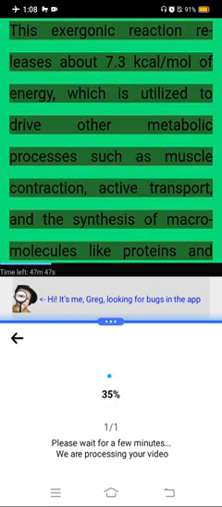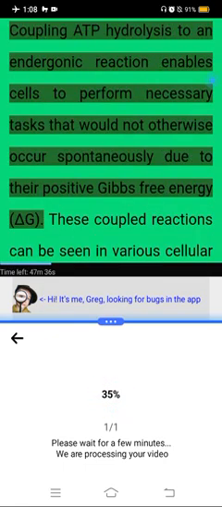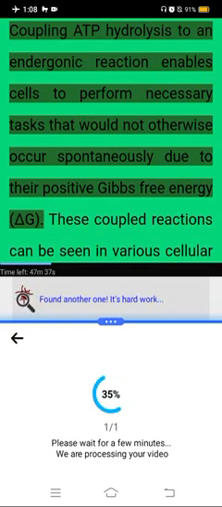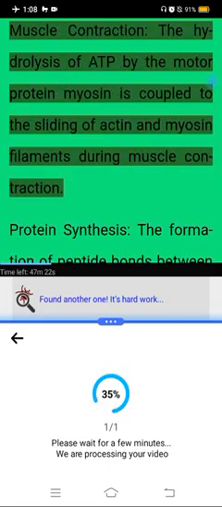muscle contraction, active transport, and the synthesis of macromolecules like proteins and nucleic acids. Coupling ATP hydrolysis to an endergonic reaction enables cells to perform necessary tasks that would not otherwise occur spontaneously due to the positive Gibbs free energy, delta G. These coupled reactions can be seen in various cellular processes.